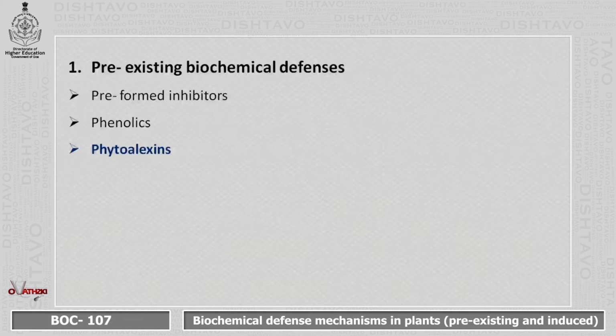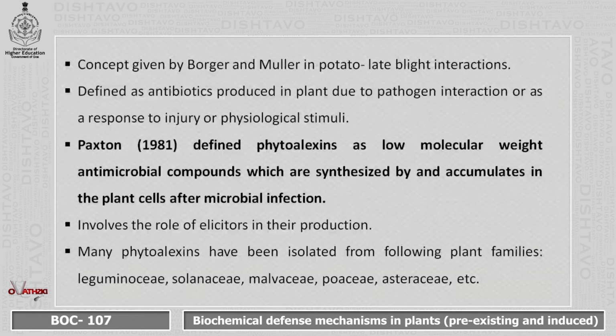Then the last part of pre-existing biochemical defenses is the phytoalexins. This concept was given by Boger and Muller in potato late blight interactions. This is defined as the antibiotics which are produced in plants due to pathogen interaction or as a response to injury or physiological stimuli. Paxton defined phytoalexins as low molecular weight antimicrobial compounds which are synthesized by and accumulate in the plant cell after microbial infection. This involves the role of elicitors in their production.